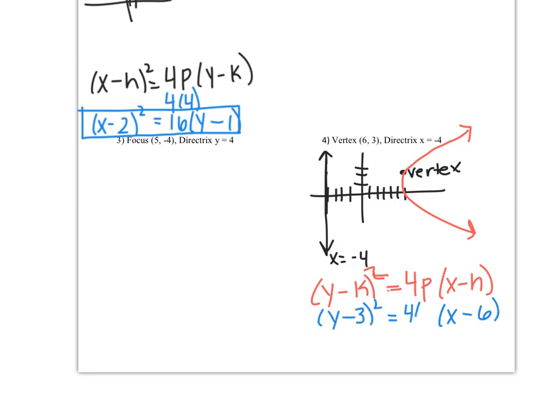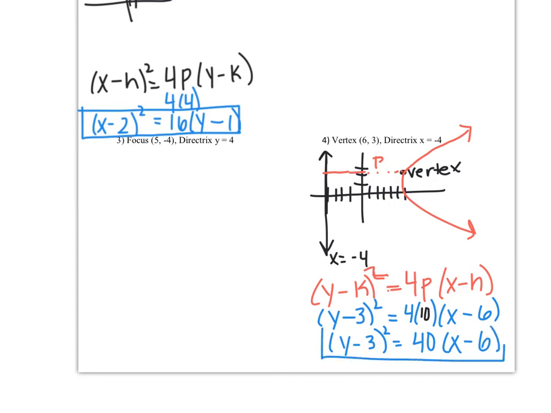And the only thing left that we need is the p-value. And remember, the p is the distance from the vertex to the directrix or the vertex to the focus. But I don't have the focus, so we're just going to count the distance from here to here. And that'll be my p-value. So we know that from the origin to here is 6, and we know from here to here is 4, so it's about 10. So to finalize the answer, it's going to be (y minus 3) squared equals 40 (x minus 6). That is my equation of my parabola.